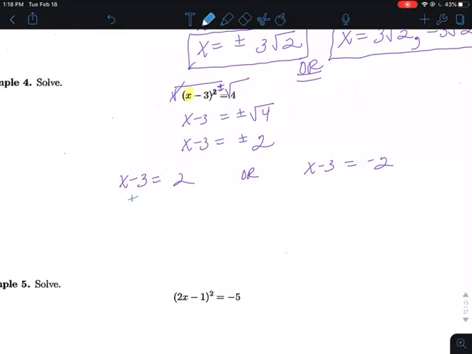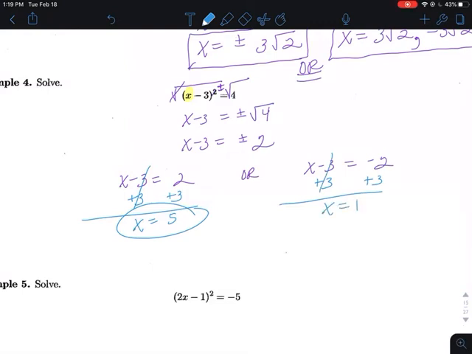So now to solve this, we're going to add 3 to both sides. So x equals 5. Add 3 to both sides here. And I get x equals 1. So in my math lab, in that box, you're going to enter 5, 1. Those would be the 2 solutions that you would put into my math lab.